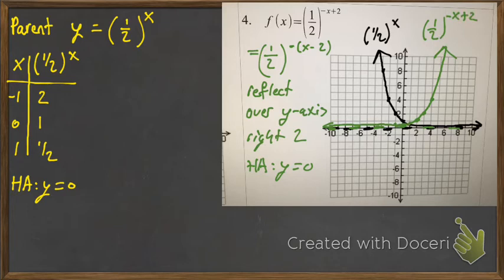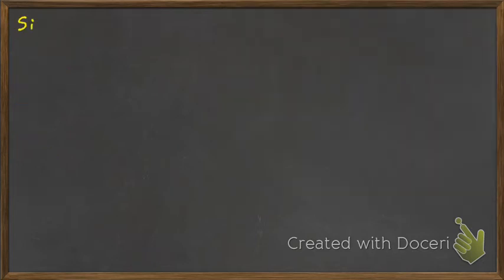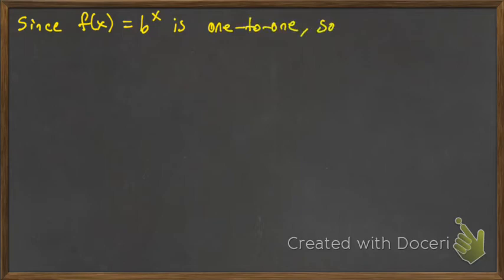Okay. So now we're going to look at doing the logarithms and what we're going to do is kind of back our way into it using what we know about inverses. So what we're going to mention here is, since that f of x equals b to the x is 1 to 1, because the function is 1 to 1, that means that it has an inverse function.